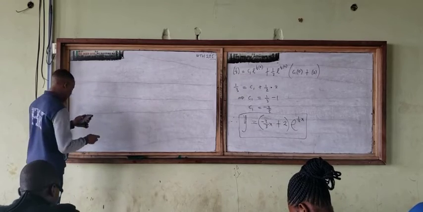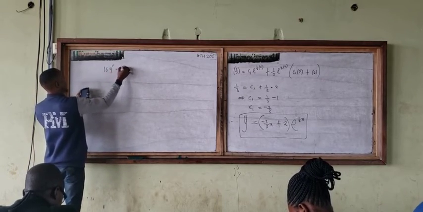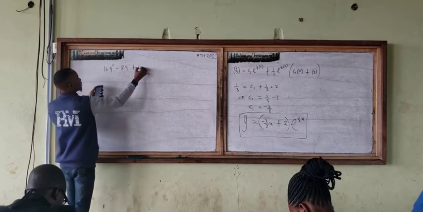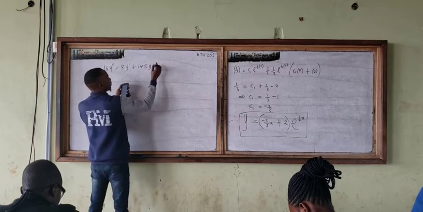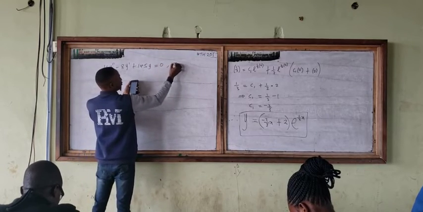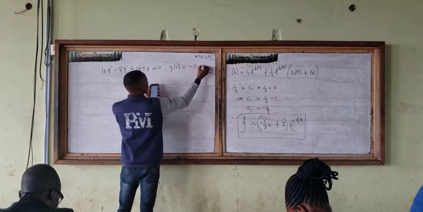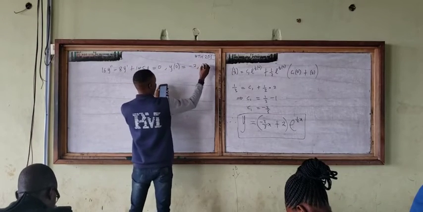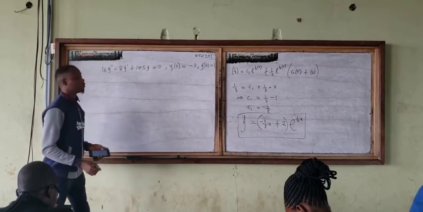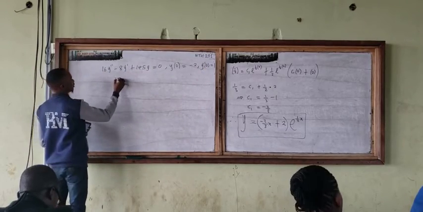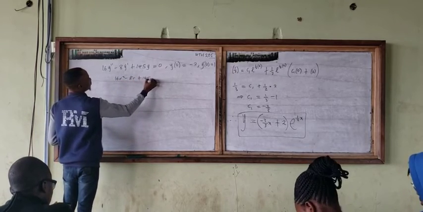So look at number 9. You are given 16 y double prime minus 8 y prime plus 145y equals 0, and then you are given y of 0 equal to minus 2 and y prime of 0 equal to 1. So what will be our characteristic equation? 16r squared minus 8r plus 145 equals 0.